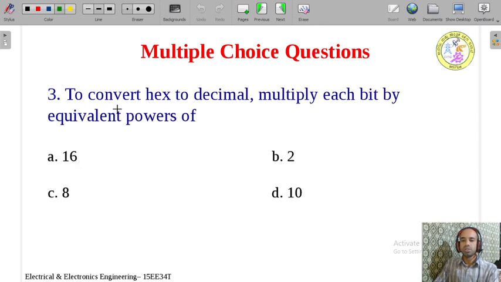Third question, to convert hex to decimal, multiply each bit by equivalent powers of, I told you, any number into decimal, you multiply any number with their corresponding powers. Hex means what? It is 16. So I have to multiply this with the powers of 16. Therefore, the correct answer is option A. You have to multiply each digit with the corresponding powers of 16.